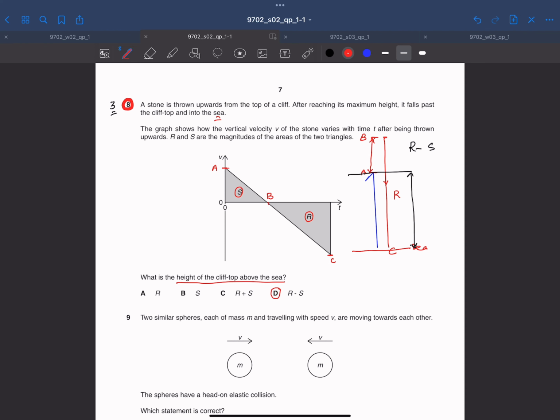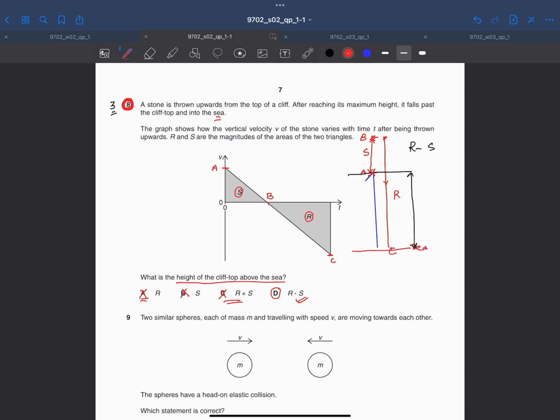Be careful that R is the total distance from B to C, which is not required. S is only the distance from the cliff to the highest point, which is not required. R plus S is of course wrong. So only the right answer will be R minus S. This is what we have in this case.